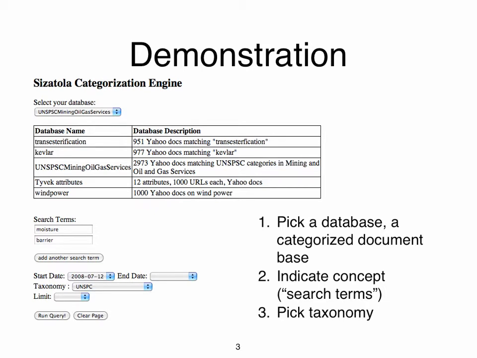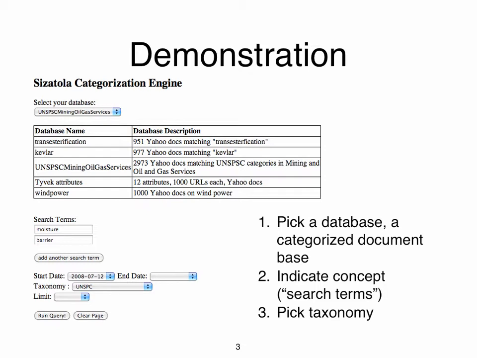I'll start with a discussion of a demonstration system that exists and is online on the web, and I'll go through it pretty quickly in the interest of time. My main point in this slide is to compare and contrast it with what you get when you interact with a typical internet search engine. So 1, 2, 3. The first thing you need to do is to pick a database that will be categorizing. Here the database is a collection of documents that pertain to the subject of oil and gas services pertaining to mining. So that's what's indicated on the title of the database.